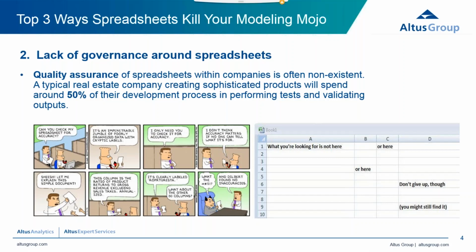And really, quality assurance should be more than just you as the author checking for errors. And so much time is spent on that for there to still end up being errors in the spreadsheet. So that's really going to be the second pitfall.